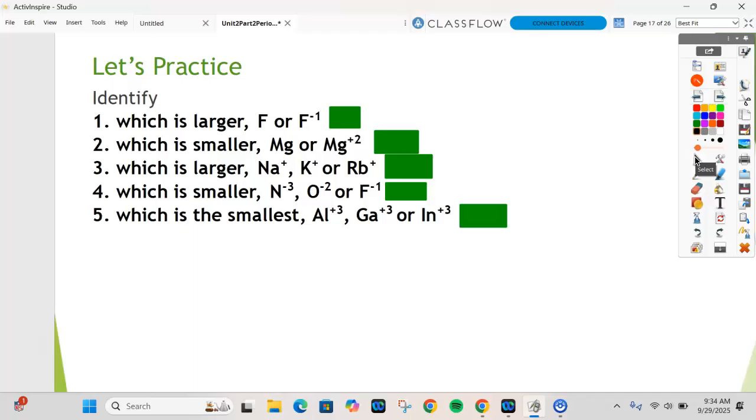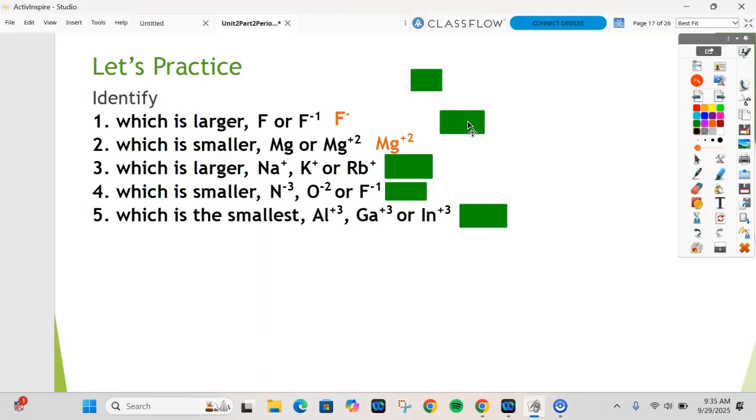Okay, so comparing the fluorine to the fluorine ion. So this is comparing a neutral atom to its ion. Anions have gained electrons. When they gain electrons, they become bigger. So F-1 is bigger. Now we're looking at smaller, Mg to Mg plus 2. When elements lose electrons, they become smaller. So Mg plus 2 is smaller than neutral magnesium atoms.